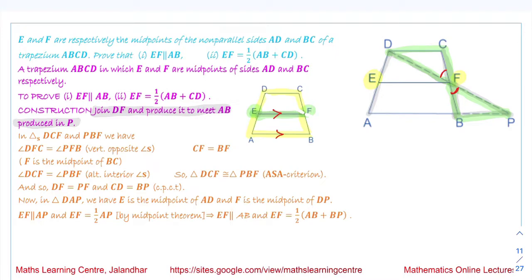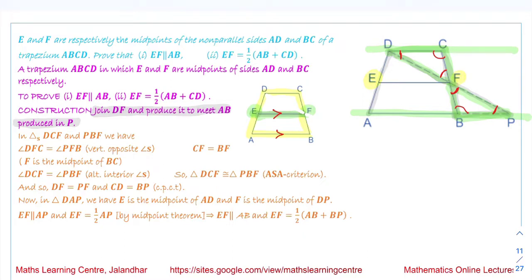Next, we are saying that these lines, DC and BP, are parallel to each other. So what we get is that angle C is equal to angle B, and angle P is equal to angle D. All these angles are equal to each other.